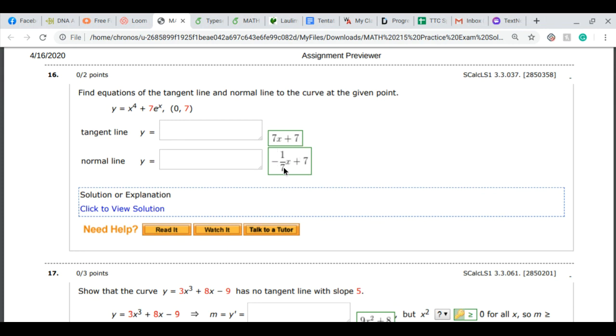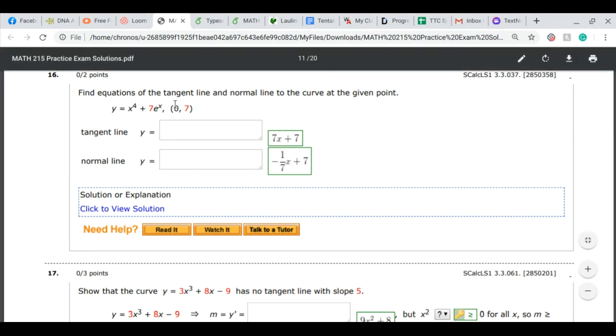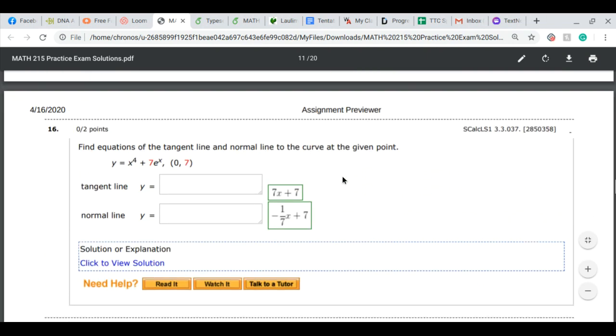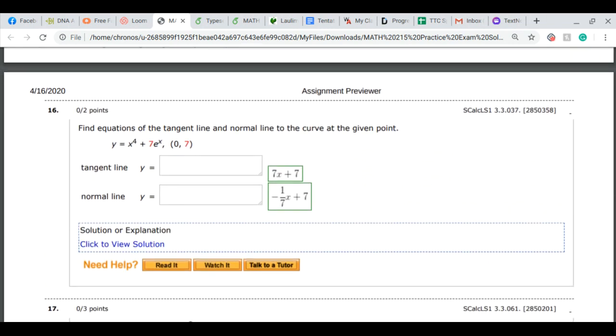For the normal line, it's the same thing, it's just the slope is going to be the negative reciprocal of the slope of the tangent line. The negative reciprocal of 7, or 7 over 1, is negative 1 over 7. And then it has to pass through the same point. So it's (0, 7). You can see y is equal to negative 1 over 7 x plus 7 passes through the same point. Okay. Again, don't worry too much about the normal line. Worry about the tangent line. If that does accidentally appear, I'll make sure that does not appear on tomorrow's exam.